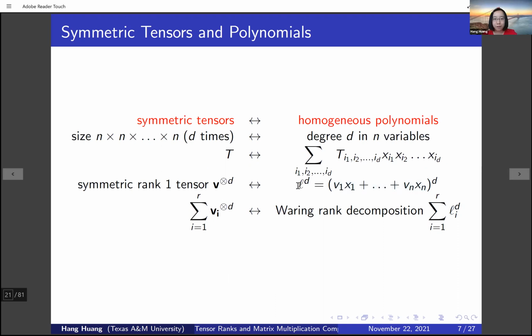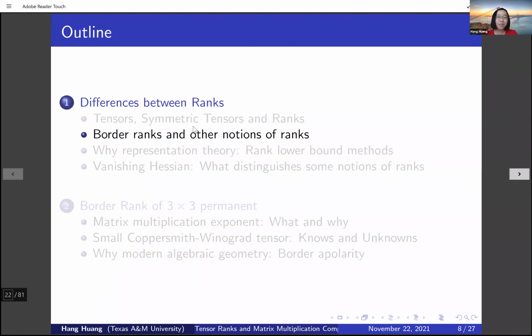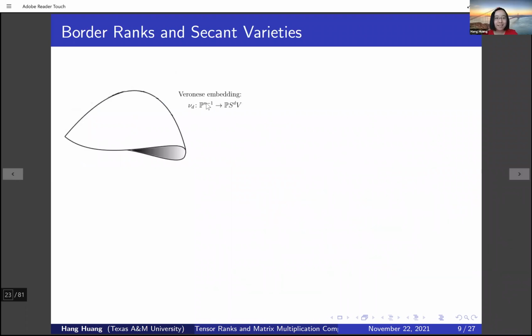So we want to think of this space of rank 1 symmetric tensors as isomorphic to projective space, and this sits inside the space of all symmetric tensors. So there's a picture here. The picture I'm looking at is I embed the projective space via the Veronese embedding. So this is what I call X.